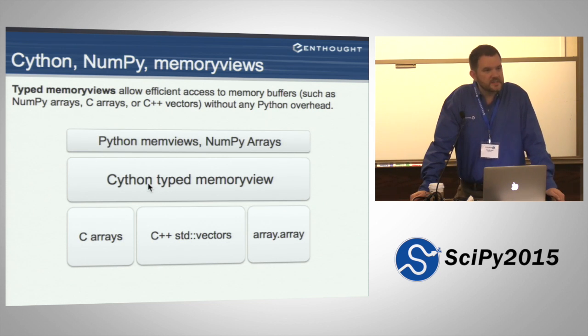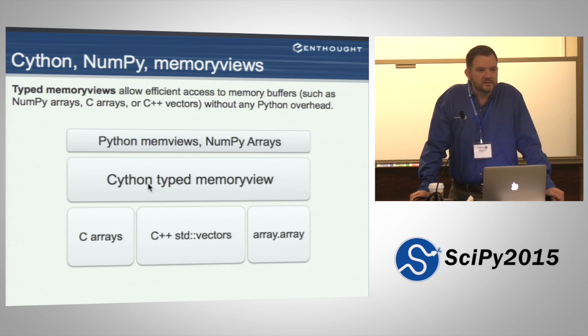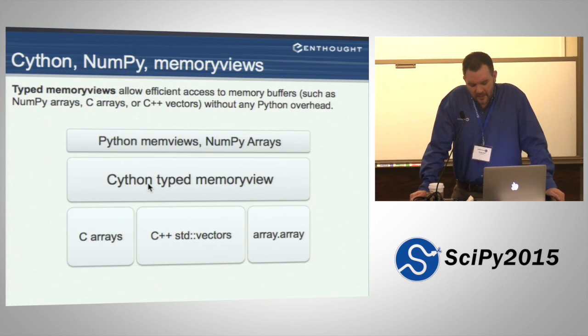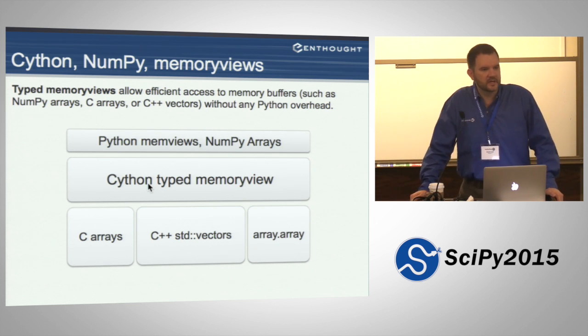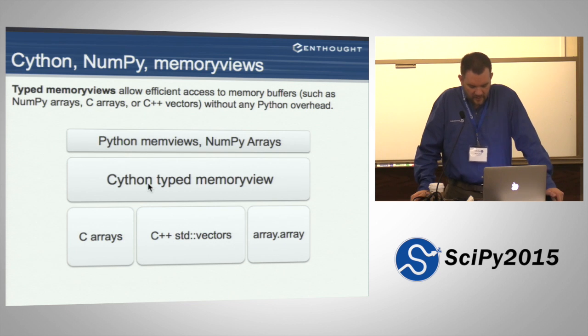You may have heard of Pyrex, which is Cython's predecessor. It's the reason why Cython has a PYX extension. This is a holdover from Pyrex. Cython is a fork of Pyrex, so it's a very friendly fork. Greg Ewing is very nice, and there's a lot of cross-pollination between the two projects.